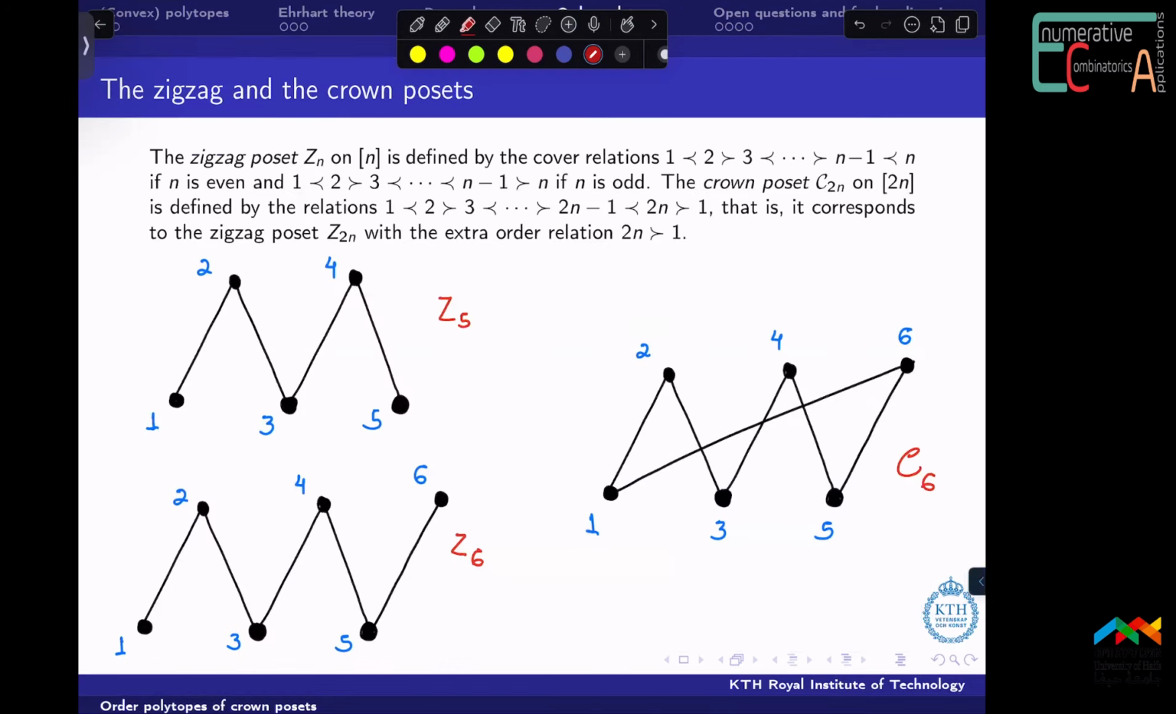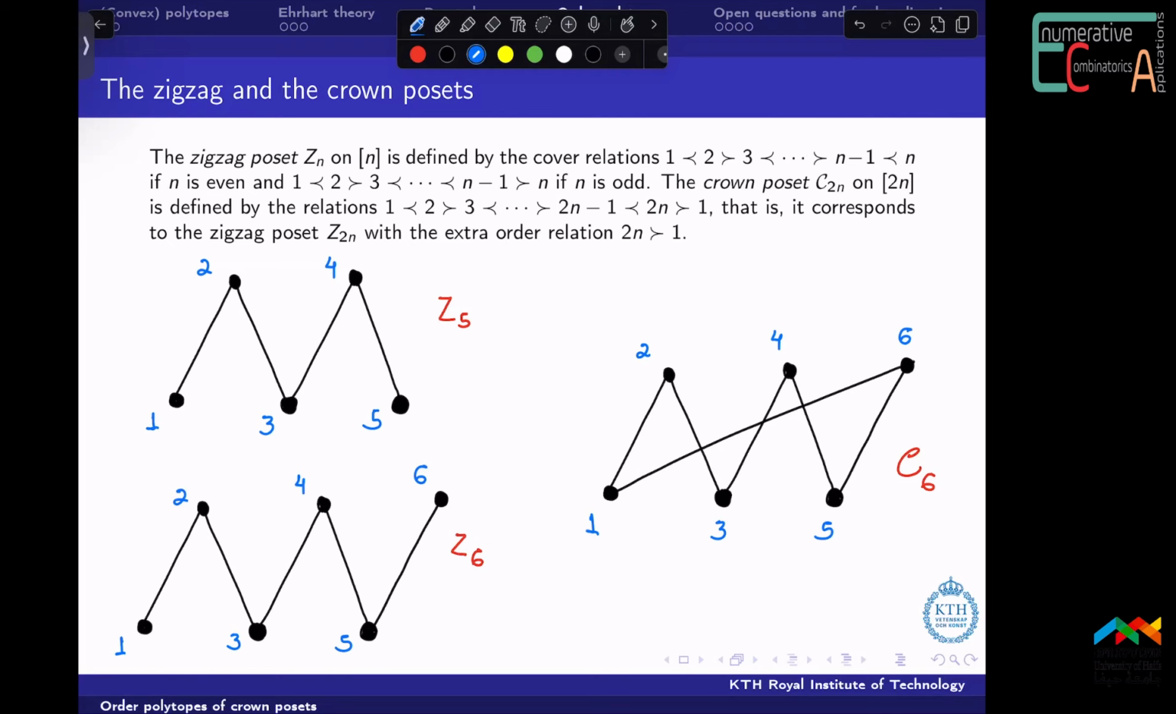Now I'm going to talk about crown posets. To talk about these posets, I need to talk about zigzag posets, and I have two examples of zigzags here on the slide, one with 5 elements and the other one with 6 elements. I'm going to label them like this, and the crown poset is basically, I just take a zigzag on 2n elements, and I add this extra order relation between the first one and the last one.